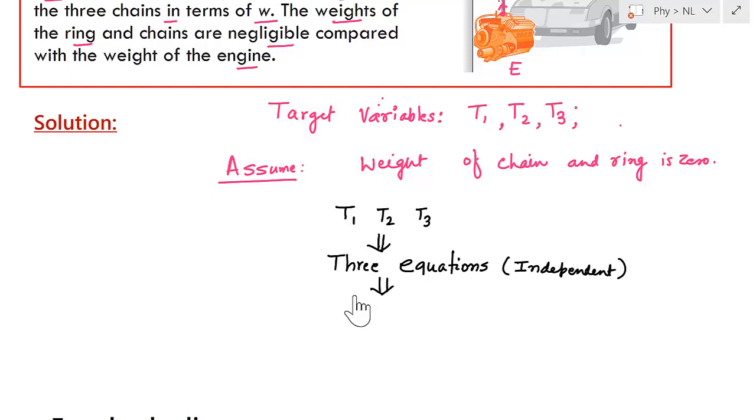So you have to consider more objects, because if you consider only one object you can write only two equations, but the number of unknowns is three. So in this case we have to consider at least two objects. Let us consider two objects. What will these two objects be? One will be the engine and the other will be the ring.